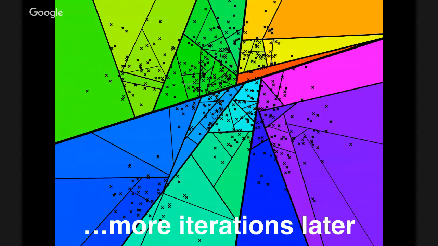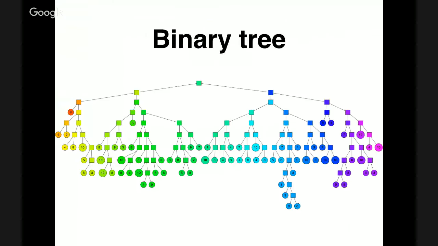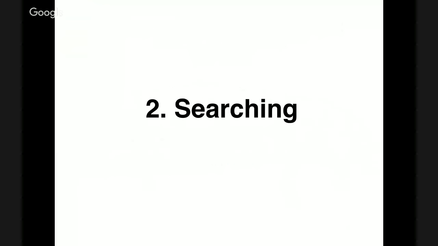I actually stop at some point. I stop when there are fewer than k items in each leaf, just because it's more memory efficient, so it's a little bit faster. Okay, so we split it, and now we have a binary tree, a classic computer science data structure. Excellent. Cool. So how do we search?